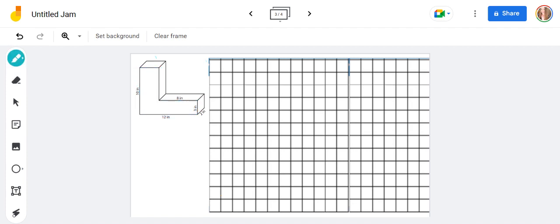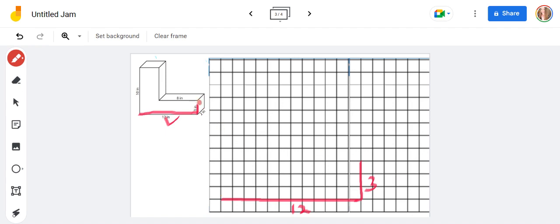So first, let's start by tracing the bottom. I notice I'm going to go over 12. So I'm going to start here. I'm going to go over 1, 2, 3, 4, 5, 6, 7, 8, 9, 10, 11, 12. And then I'm going to label it 12, and check it off. Then I notice I have to go up 3. So I'm going to go up 1, 2, 3, and I'm going to label this 3.